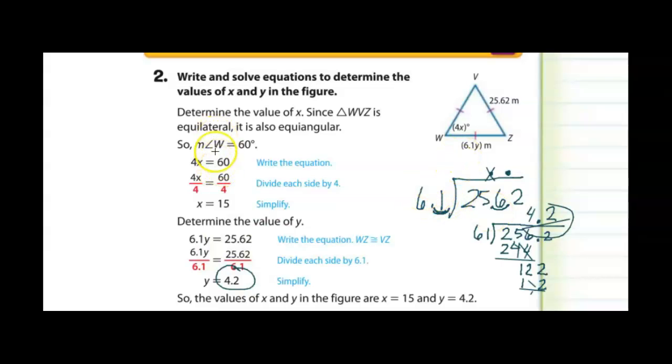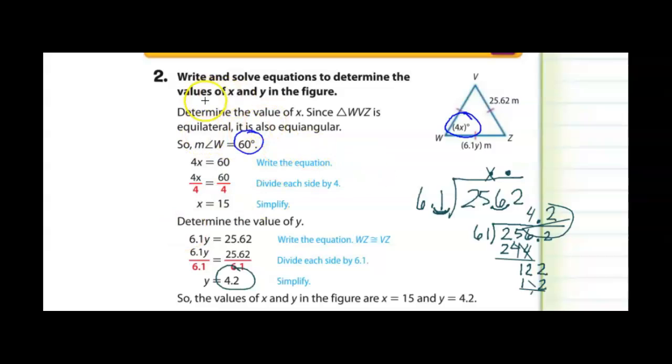I've changed my pen color, and now we're going to be solving for x. And x, right here, the interior angle is worth 4 times x. And we've just discussed how all the angles are always 60 degrees. So that's where they found this 60 degrees at. 4 times x equals 60. 4 divided by 4 is 1. 60 divided by 4 is 15.